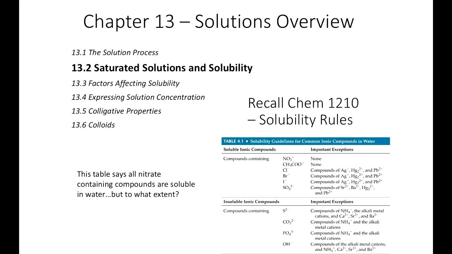Okay, good morning, chemists. We'll get started and jump right back into things. Chapter 13, we're going into the nitty-gritty details of making solutions.